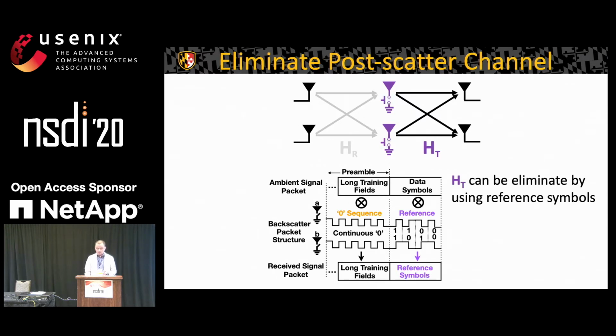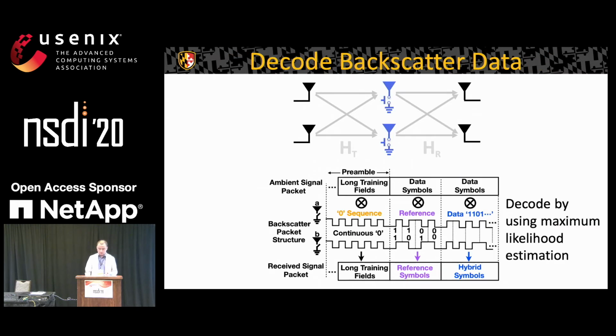Next, the VMscatter tag transmits reference symbols to eliminate the post-scatter channel. Because the pre-scatter channel has been eliminated and the reference symbols are predefined, the only unknown value in the MIMO channel model is the post-scatter channel. We can leverage the estimation result to eliminate the post-scatter channel.